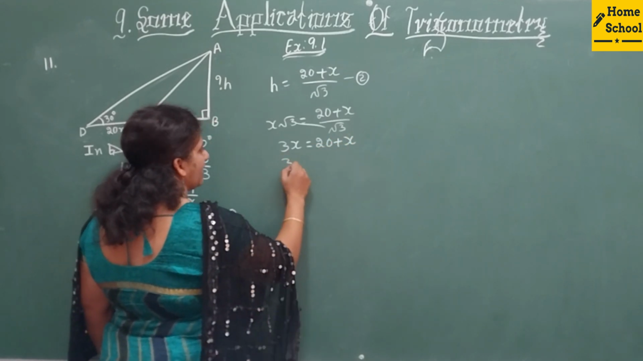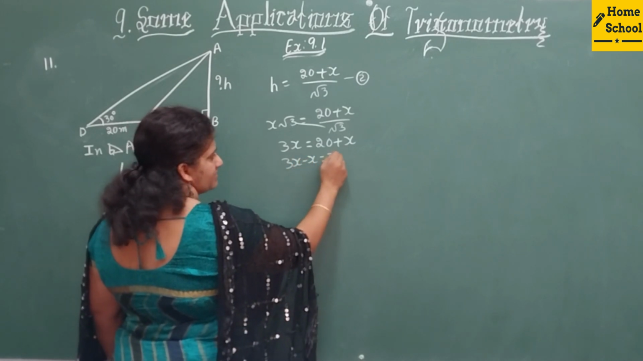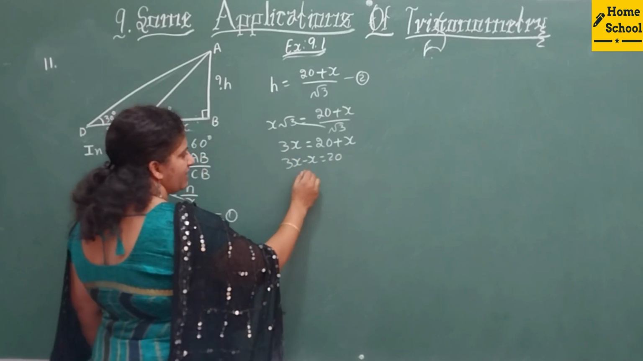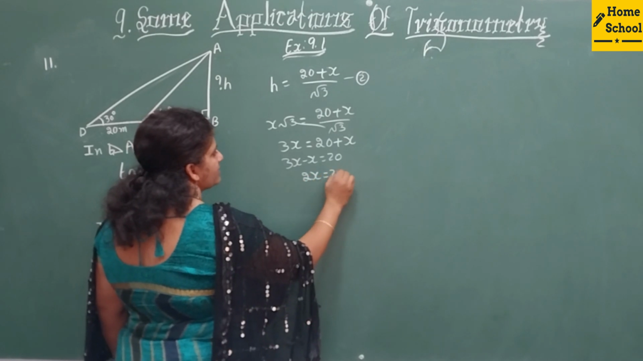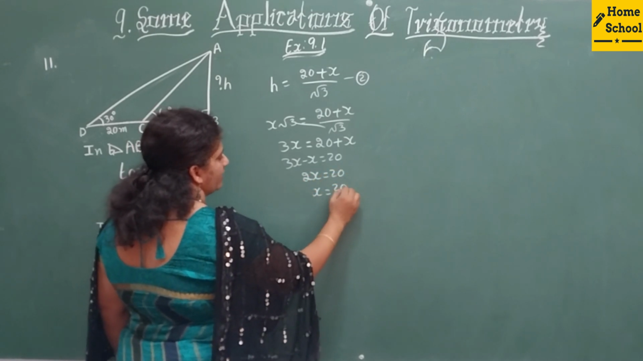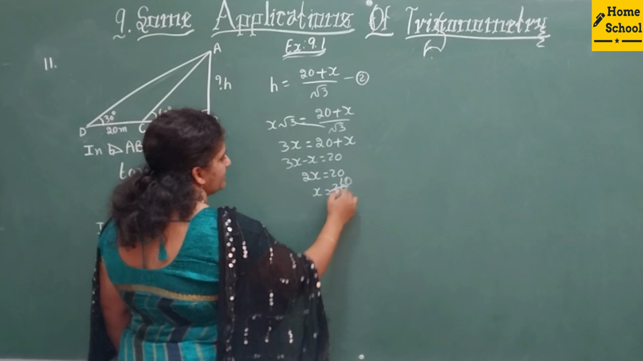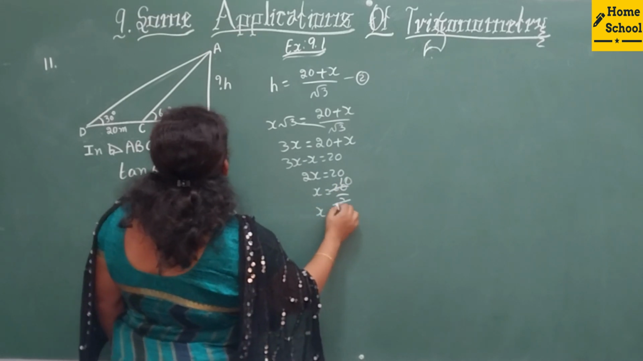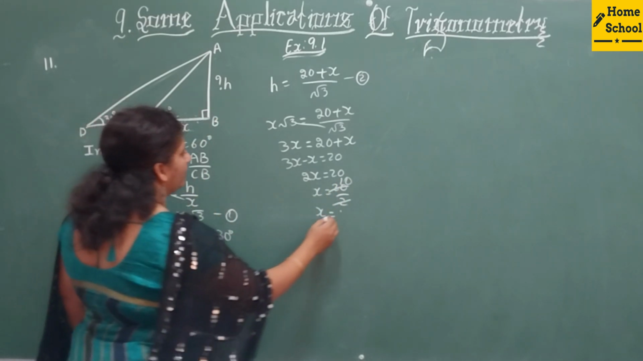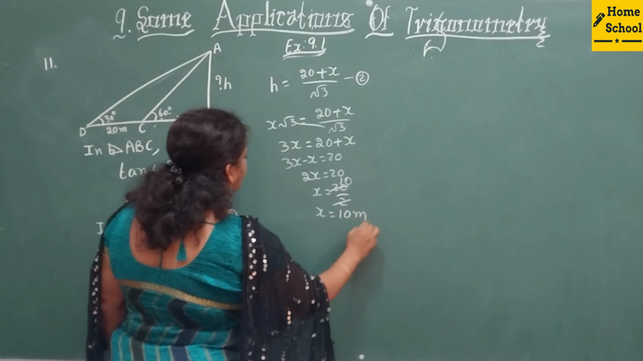Bring this x this side. 3x minus x is equal to 20. 3x minus x is 2x. 2x equal to 20. x is equal to 20 by 2. That is 10. What is this x here? Width of the canal. Width of the canal is 10 meters.